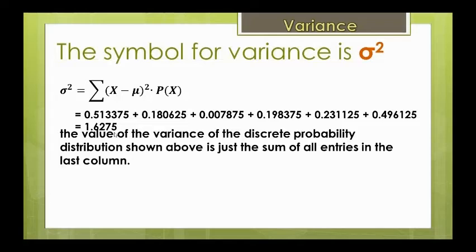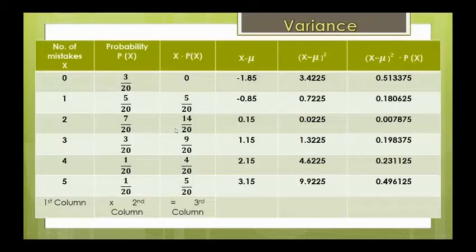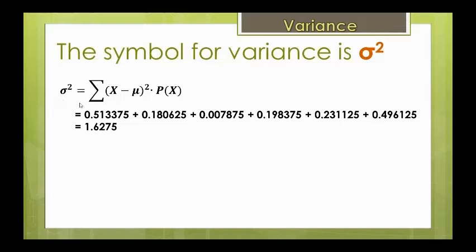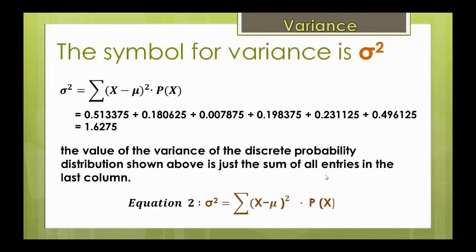So, the value of the variance of the discrete probability distribution shown above is just the sum of all entries in the last column. So, lahat ng entries sa last column natin kanina, so balikan natin. So, ito lahat, yung sixth column natin, if you're going to add up all of these values sa sixth column natin, ito na yung value ng variance natin. So, that is the summation of the product of the square of x minus the mean and the p of x. So, we have 1.6275.